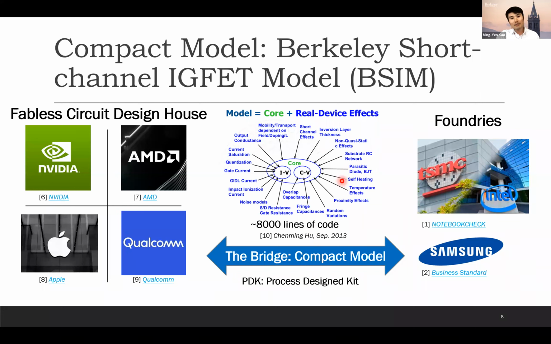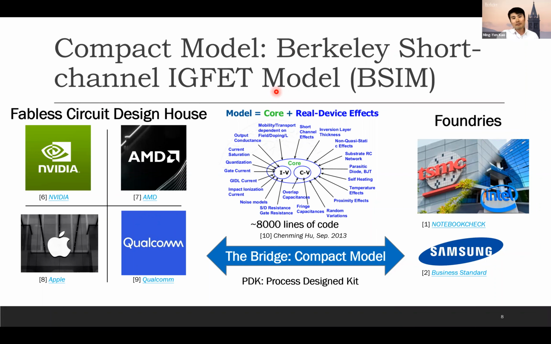So what is a compact model? The compact model basically describes the behavior of a transistor. And at Berkeley, the BSIM model is the first industry standard compact model, developed right here at UC Berkeley. That is an abbreviation of Berkeley Short Channel IGFET. IGFET is the insulated gate field effect transistor model.